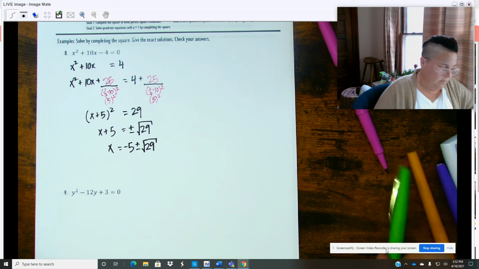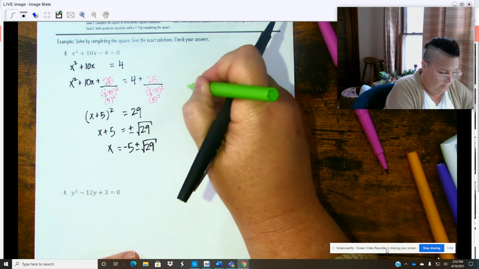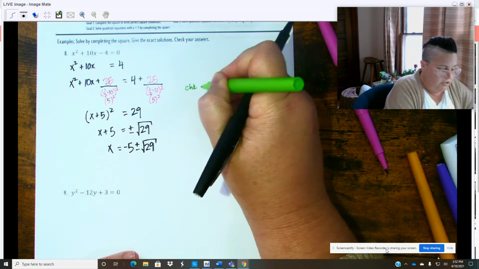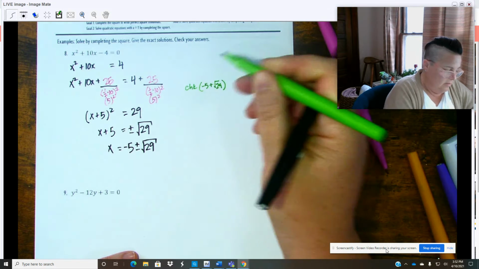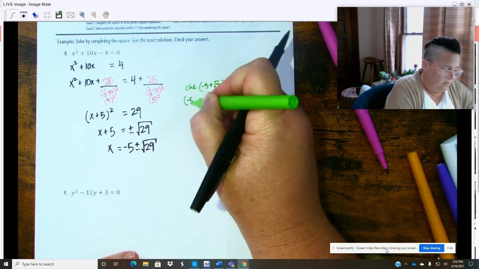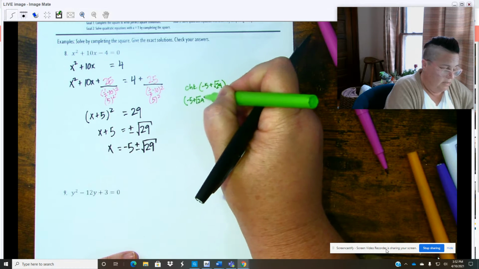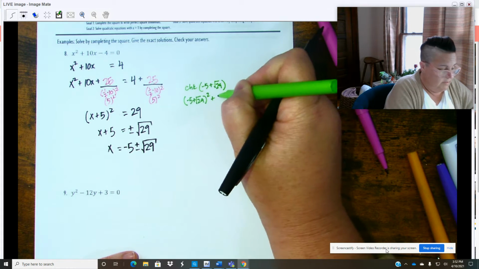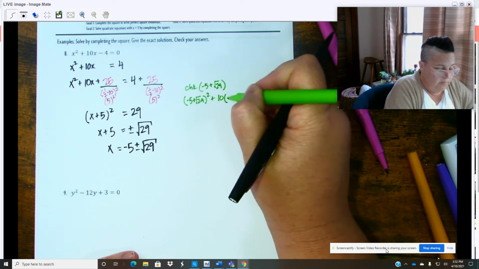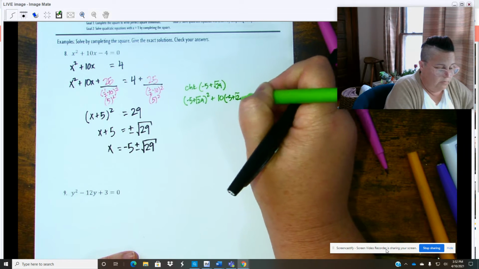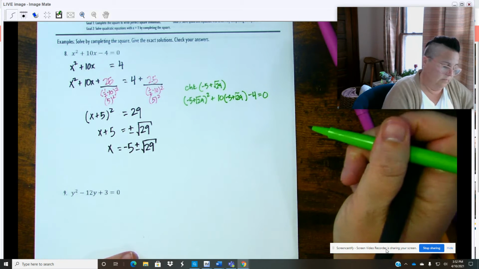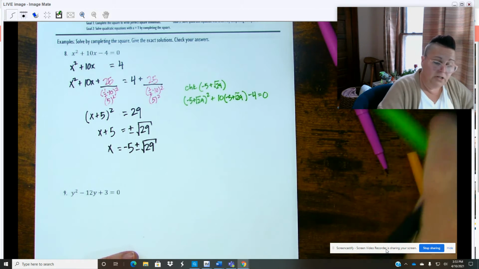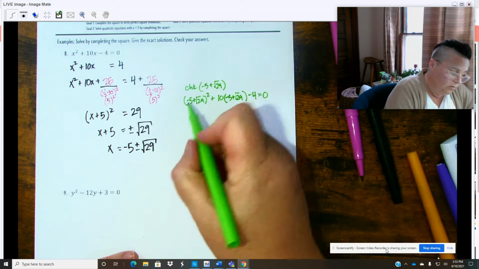All right, when I go in to check it, I'm going to check negative 5 plus the square root of 29. So that's going to give me negative 5 plus square root of 29 squared plus 10 times negative 5 plus square root of 29 minus 4 is equal to 0. Okay, I'm going to do this without a calculator and see how it goes.